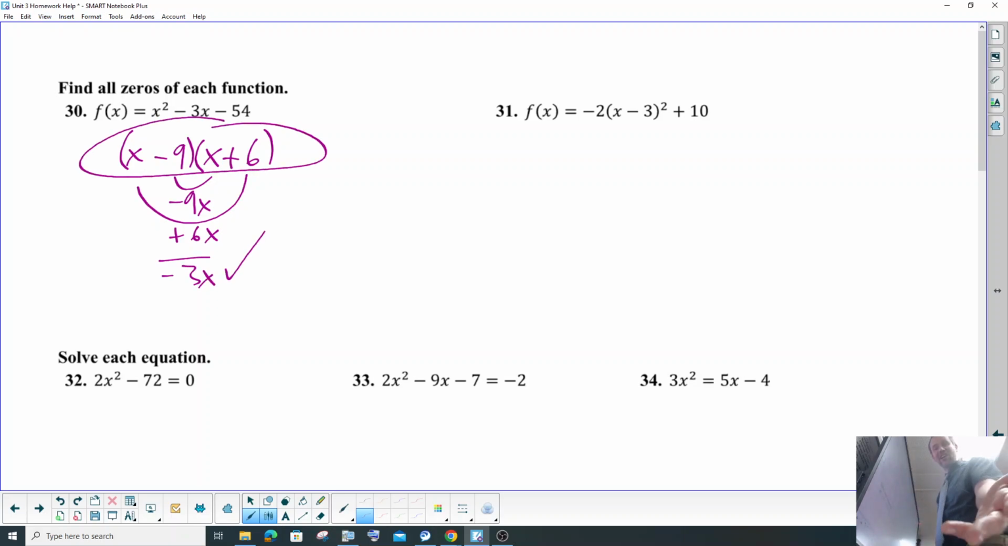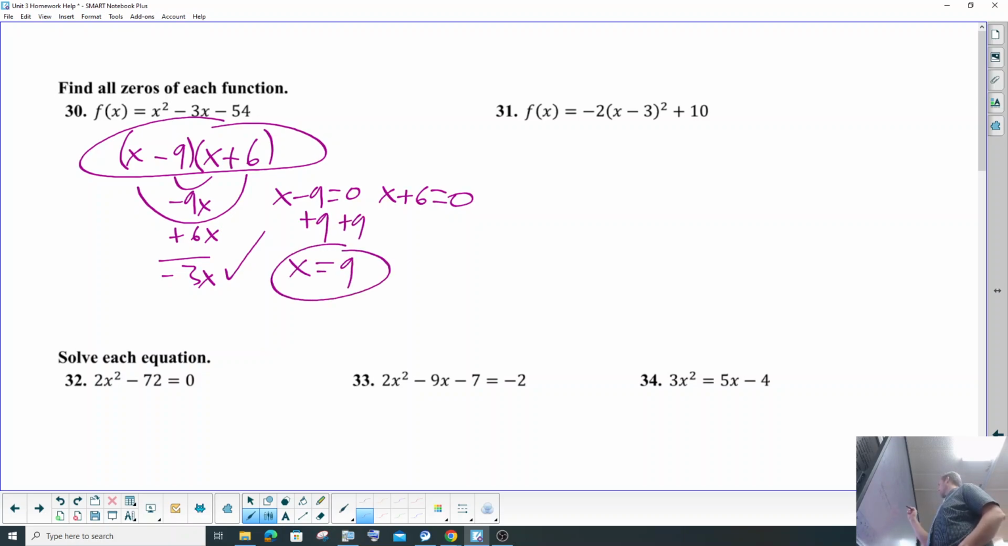Oh, it says find all the zeros. So we actually have to take those now and set them equal to 0 to find the zeros. So we're going to add 9 to the other side. We get x equals 9 as one of our zeros. And x equals negative 6. Nice. Pause me. Try the next one on your own.